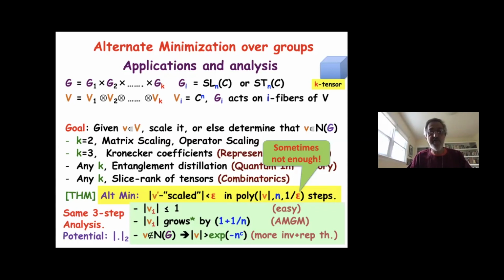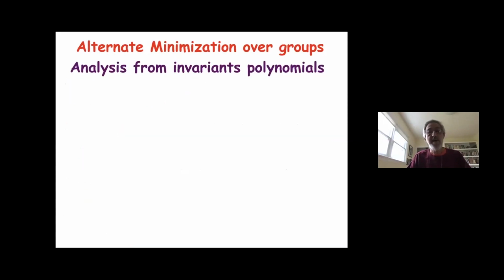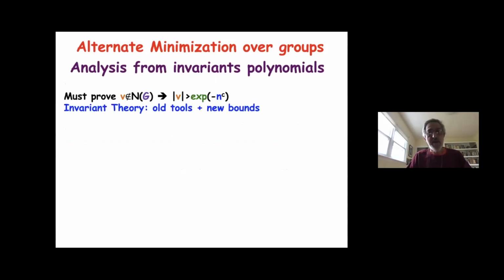So how do you prove that if you can't drive it to 0, it has to be at least exponentially big? And here, I'll give you a sketch in the next slide, you use invariant polynomials. So let's see. That's what we want to prove again: if it's not in the null cone, then the norm has a lower bound, and every element in the orbit has the same lower bound.